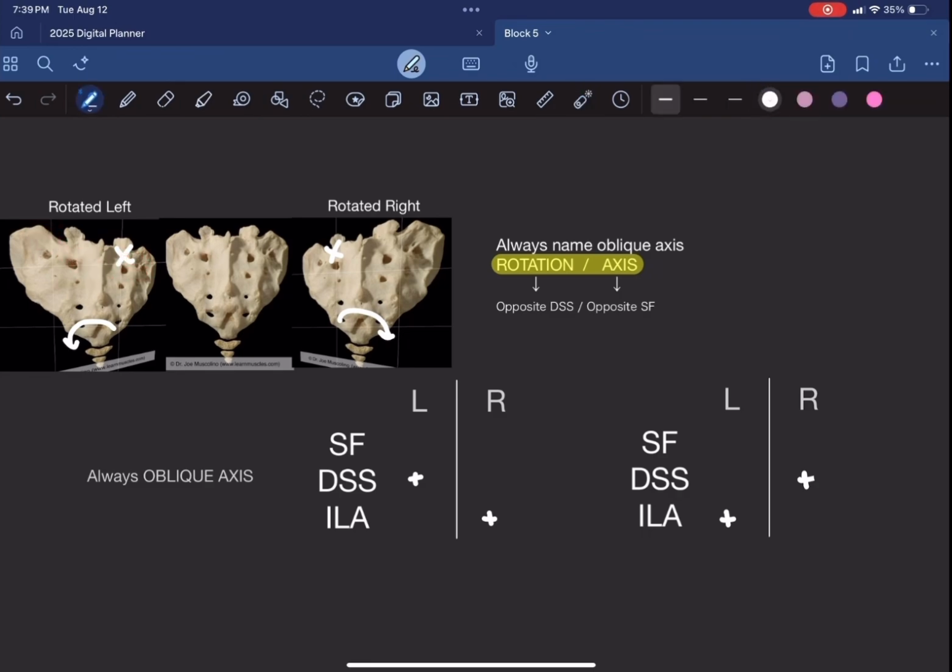So let's just do a hypothetical example. Let's say your seated flexion is positive here on the left. What's this diagnosis? It's rotation, which is opposite this, over axis, which is opposite that. So this diagnosis would be a right on right. Okay, let's do another example. If it was positive here on the right side, it's rotation, which is opposite this, over axis, opposite that, left on left.